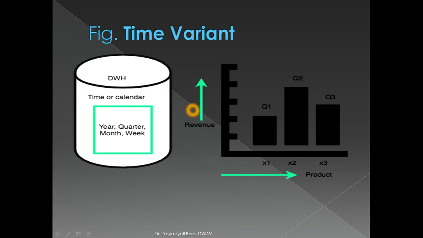This figure represents the time variant nature of the data warehouse. You see in the calendar, we have week, month, quarter, year, like that. How the product is growing in that company with respect to time actually matters for the decision making process, isn't it? Whether we are having good revenue generated from that product or not, and which products are giving good revenue with respect to time, whether on a weekly, monthly, quarterly, or yearly basis. That's the time variant nature.